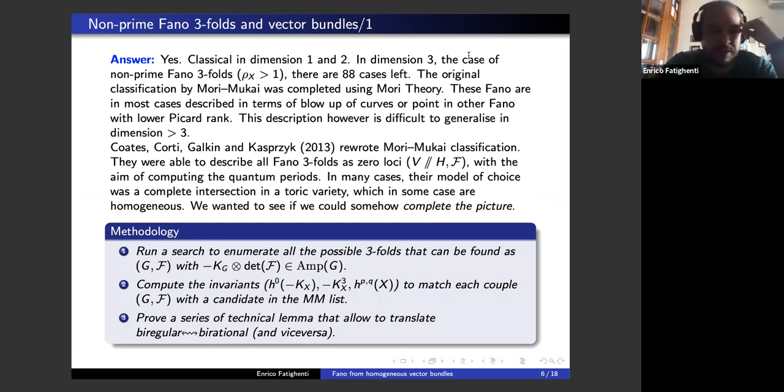And finally, what I did find most interesting and challenging is to prove a series of basically lemma results that give you some sort of dictionary that allows you to translate the biregular language into the birational language and vice versa. And this is, I think, the core of the idea, because you just don't want a list, you want to be able to understand this list, both from the biregular point of view and from the birational point of view, and to pass seamlessly from one case to another.